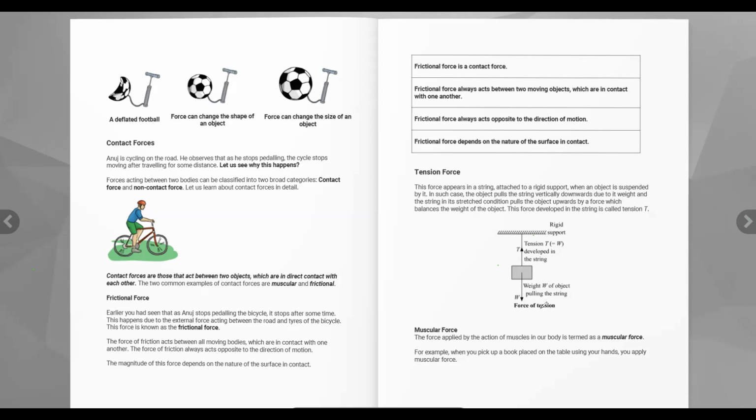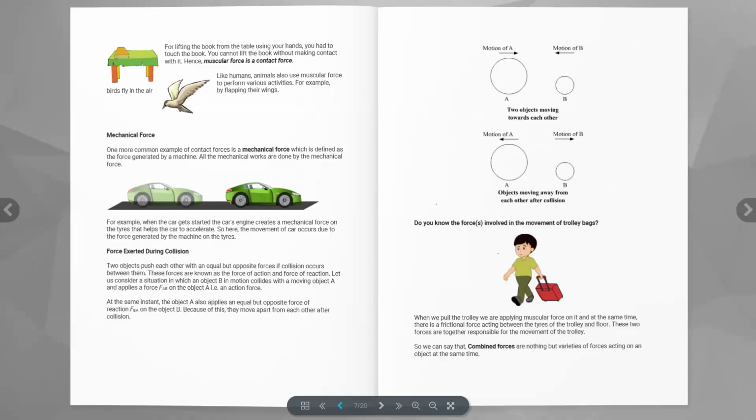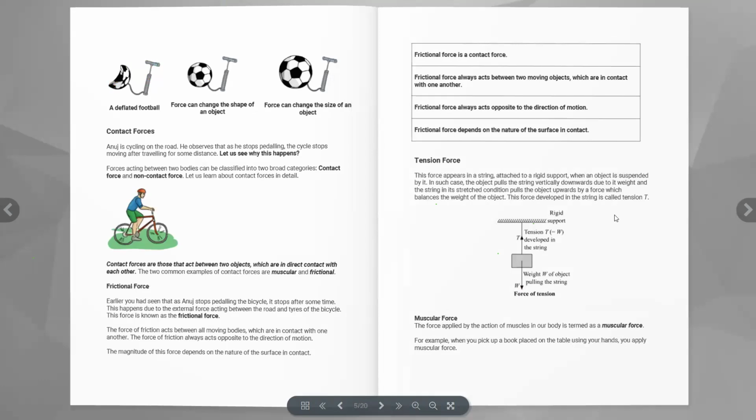Read. Shubhodip. Yes, miss. Read tension force and explain to us what tension is here. Wait. Can you see now? Read. The force appears in a string attached to a rigid support when an object is suspended by it. In such case, the object pulls the string, I mean the stretched, let me, my phone is not supporting.